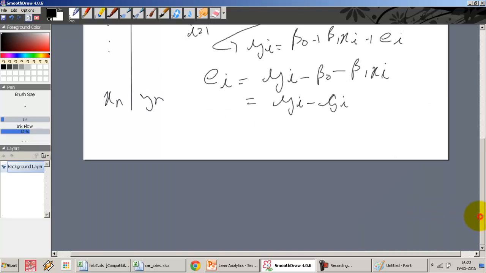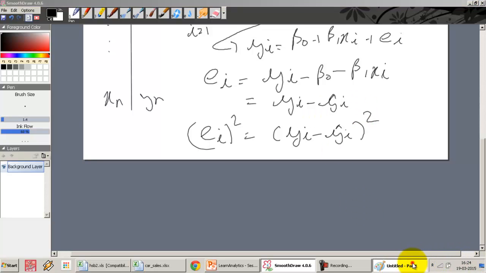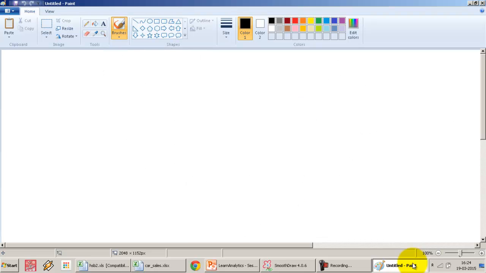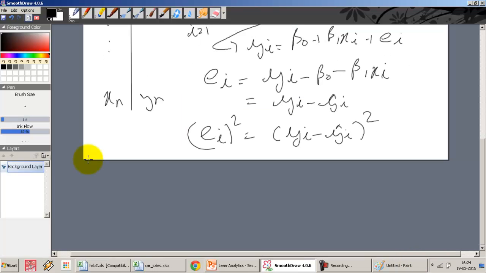Now I need to minimize the squared error term, so ei squared is equal to yi minus y hat i, whole squared. Now that we've reached this point, I'm going to shift over to MS Paint. So we reach this point that ei is equal to yi minus y hat i, squared.